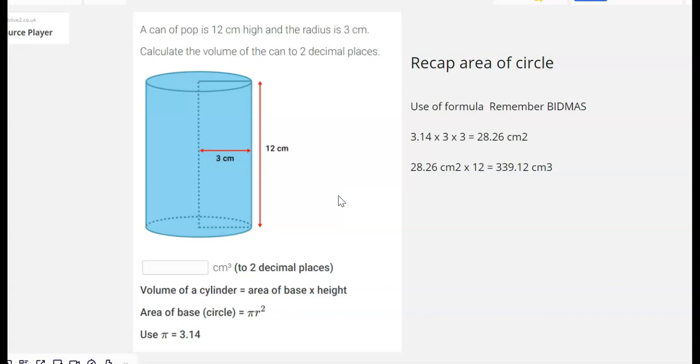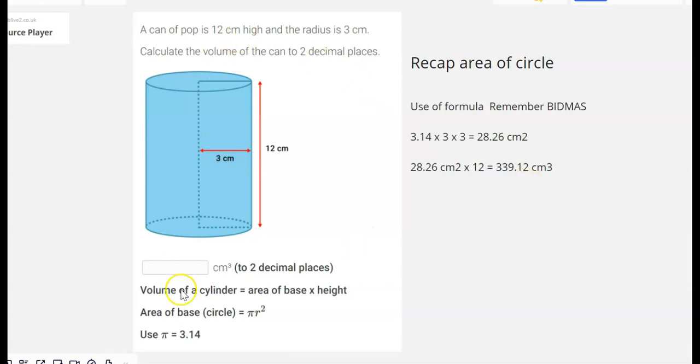Now, we're first of all working out an area, so the units associated with areas are centimetres squared. The next step gives us the volume of the can, because it's area of base, we've done that, times height. So area of base, 28.26 centimetres squared, times 12, which is the height, and that equals 339.12. But now we're looking at volume, so the units have changed, centimetres cubed.